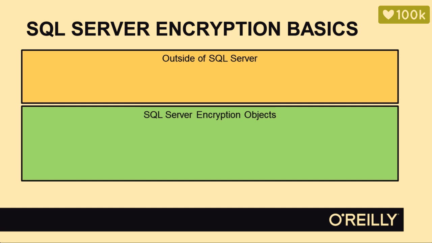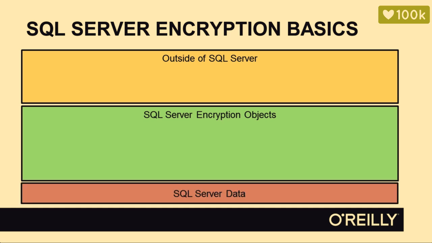Then within SQL Server, I want to talk about those encryption objects, the different pieces of functionality, the different keys, those sorts of things that we use within SQL Server to apply the encryption to our actual data. So notice in these three boxes here, the top one is clearly outside SQL Server, but the SQL Server encryption objects and the data are both within the confines of our SQL Server instance.